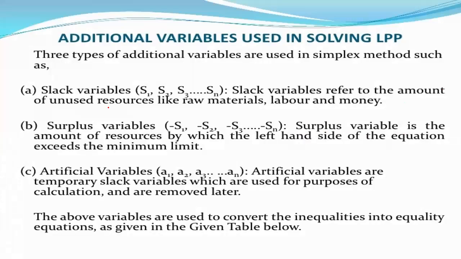This I already explained, this is the algorithm for the simplex method for solving the linear programming problem. So you have to add the slack variables. You have to add the surplus variables if the amount of resources by which the left-hand side of the equation exceeds the minimum limit. You have to add the artificial variables, which are temporary slack variables, used for purposes of calculation and removed later.